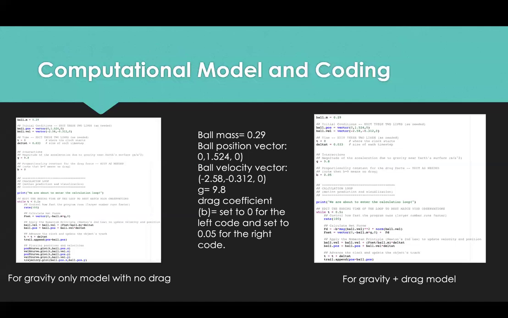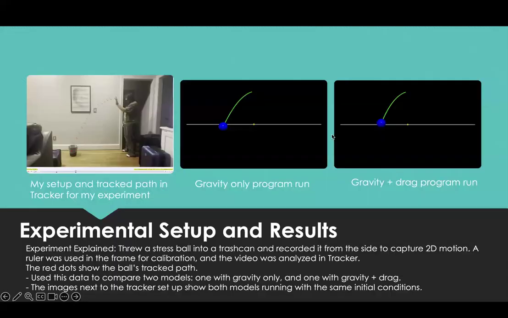Here is my coding. On the left, we see the gravity-only model with no drag, because B is equal to 0. And on the right, we have the gravity plus drag model, which I had set to 0.05. The ball mass is 0.29. And here are my ball position vector and the ball velocity vector. They were set the same.